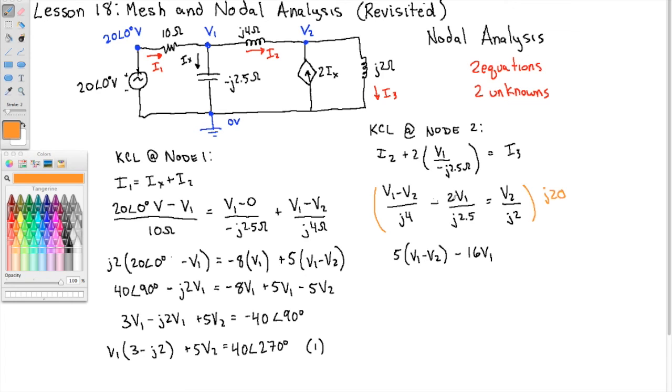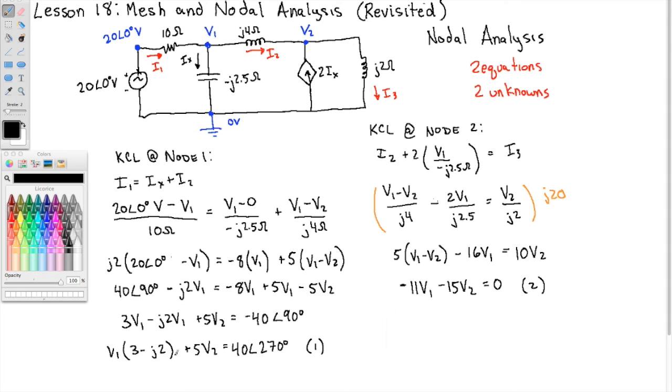It's 8, so that gives me 16. And then J20 divided by J2 gives me just a 10 V2. Alright, so this is nice. Let me put it in the same form as over here. I've got 5V1 and minus 16V1, so that makes minus 11V1. And I've got minus 5V2 and minus 10 when I bring it over, so that makes minus 15V2 equals 0. That's a really nice, easily solved equation, right? So we'll put that as equation 2.